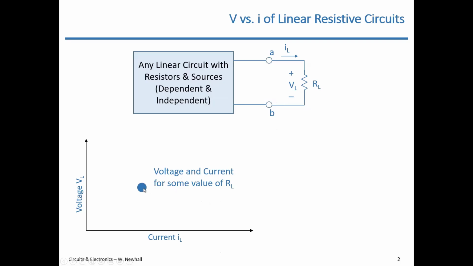So it's going to be some value. Now, we can move that resistor value to its extremes. I could have that resistor value go all the way up to infinity or all the way down to zero or anywhere between zero and infinity. So that's what we're going to look at on this plot.